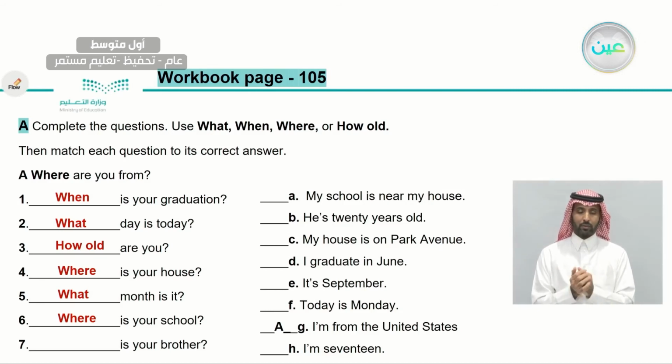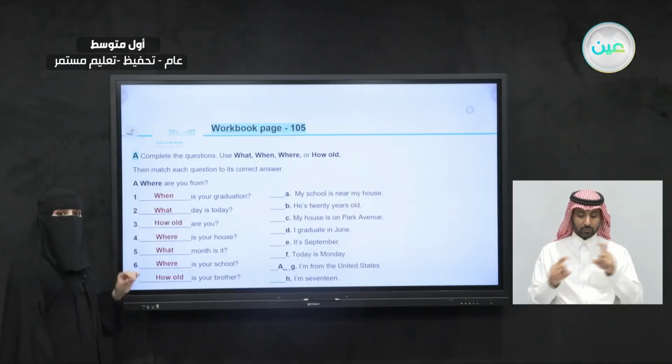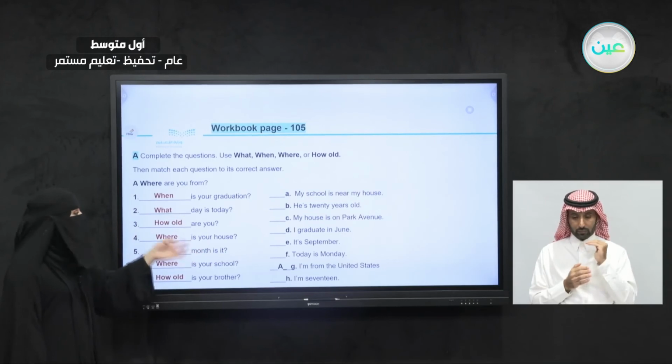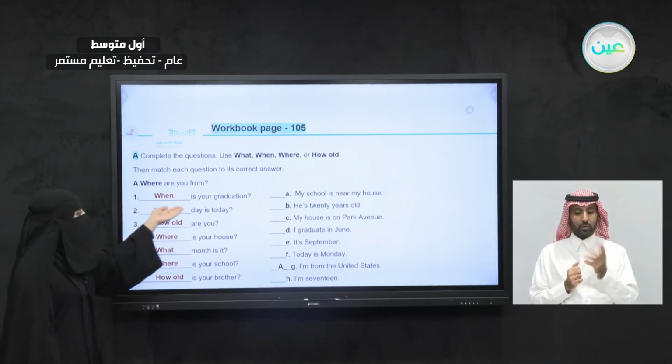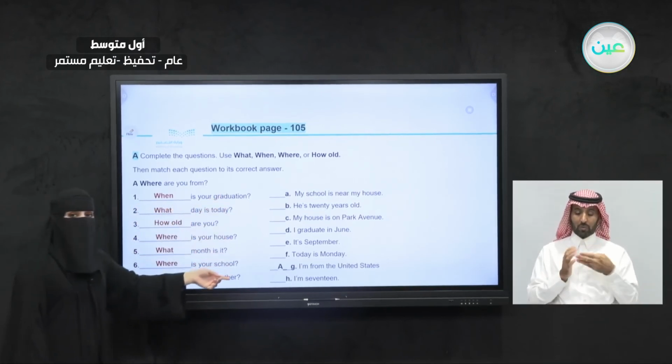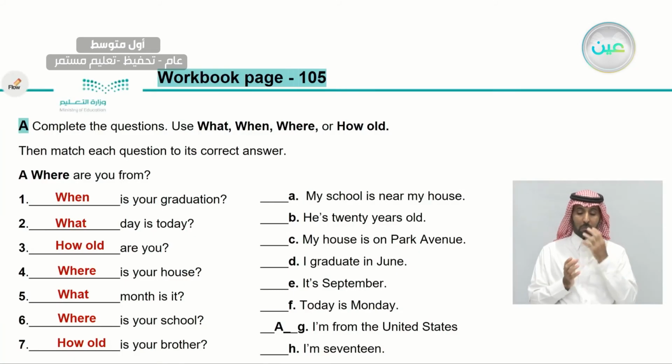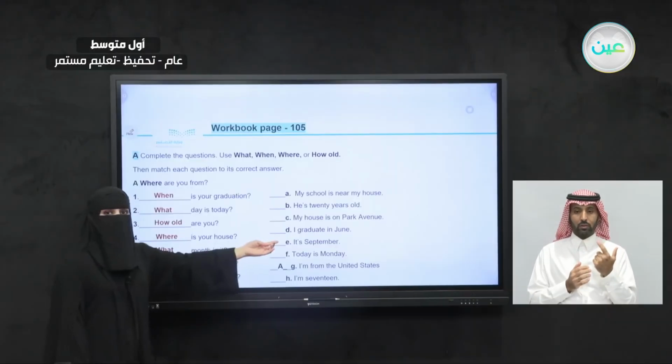Both questions 4 and 6. Number 7, how old is your brother? Now we have all the questions right here. Let's look for the answers, okay? Question number 1, when is your graduation? So I'm looking for a specific time or a date. What do you think? I graduate in June. Does it make sense? Good job.